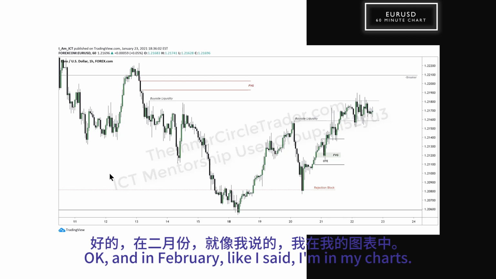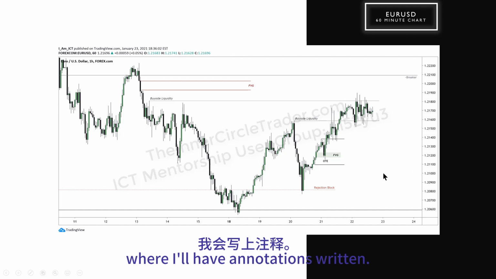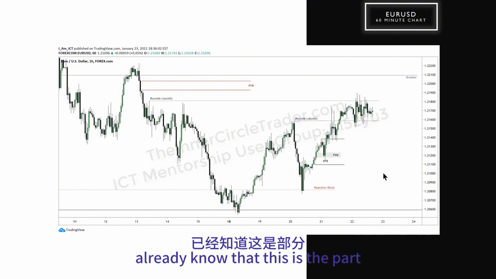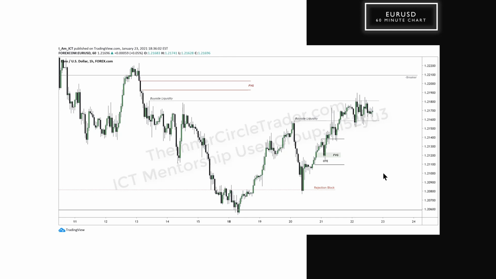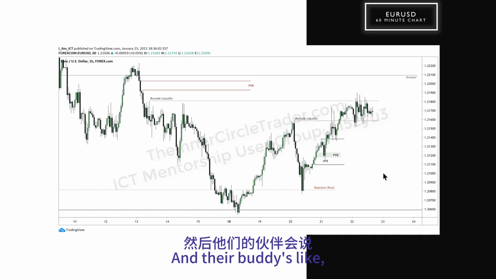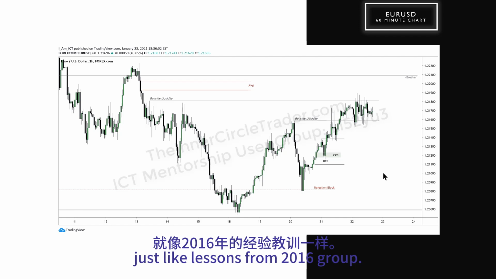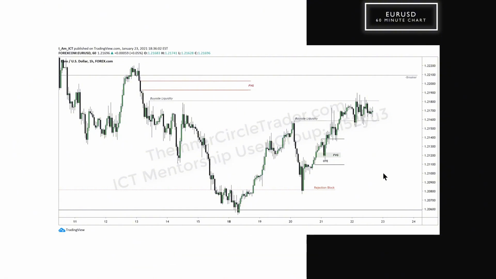Okay, and in February, like I said, in my charts I'll have little areas here where I'll have annotations written. Now, I already know that this is the part that people are going to abuse. Okay, they're going to abuse it. They're going to be sharing it on social media. They're going to be posting this stuff here and there. They're going to give it to their buddy, and their buddy's going to say, well, I'm going to share it with somebody else, and then it's going to go all over the place. Okay, I know that's going to happen. Just like the Lessons from 2016 group, it got pushed around. Okay, I understand that.